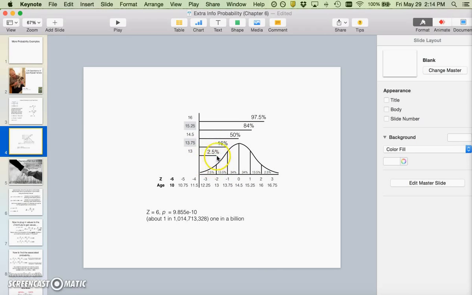Another way of saying this would be, it would be 97.5% likely that my dog will reach the age of 13, about 84% likely that she'll reach the age of 13 and 3/4, 50% likely that she'll reach 14.5, 16% likely that she'll reach 15.25, and only 2.5% likely that she'll reach the age of 16. So she's got some time yet, which is wonderful, because she's a lovely little thing.